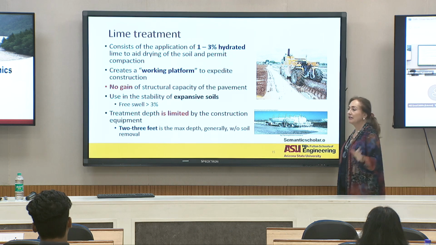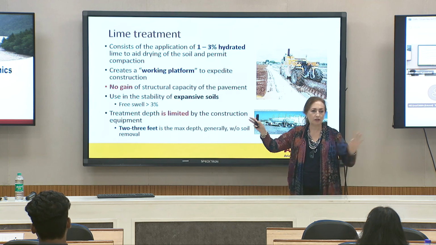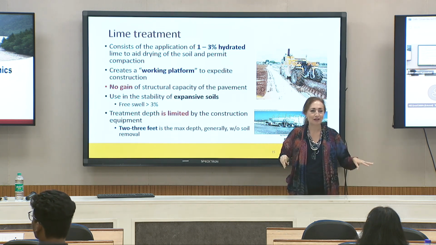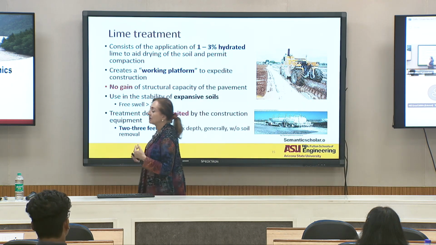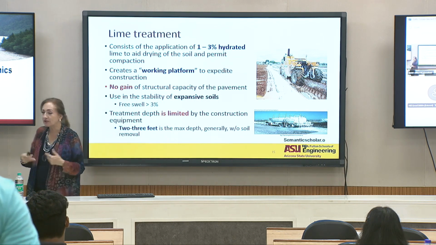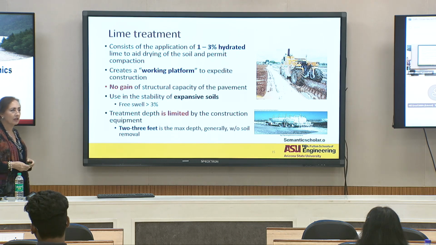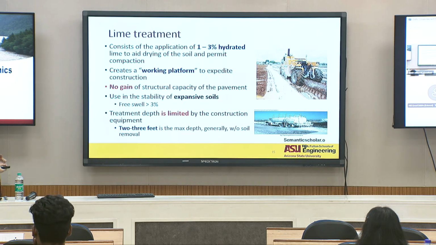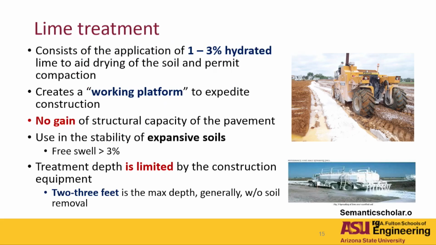All right. How much do you put? It depends on the city procedure or the state procedure, whether you are in the North India or South India. Basically, it all consists of the best practice or the experience that the groups in engineering have had. But if you check most of the procedures, whether local, state agencies or national, it is about the application of about 1 to 3% of hydrated lime toward the drying of the soil and to get the compaction going.